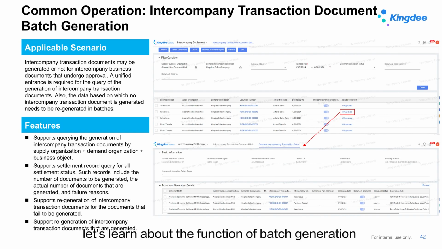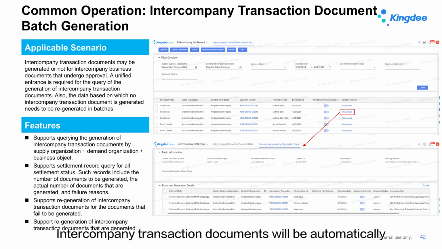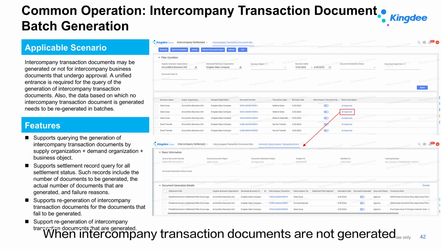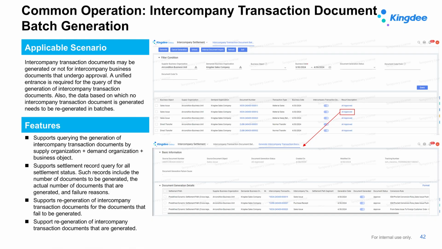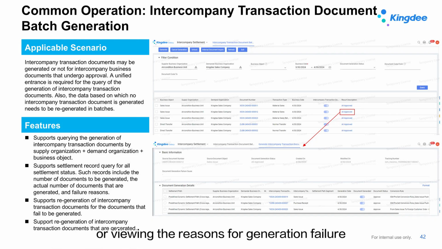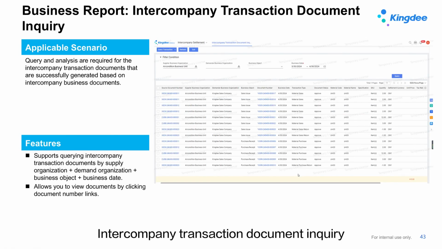Next, let's learn about the function of batch generation of intercompany transaction documents. Intercompany transaction documents will be automatically generated for intercompany business documents that undergo approval. When intercompany transaction documents are not generated due to reasons such as lack of basic data maintenance, this feature supports regeneration of intercompany transaction documents in batches after basic data maintenance, or viewing the reasons for generation failure of intercompany transaction documents. Intercompany transaction document inquiry is used for inquiry of automatically generated intercompany sales goods issue documents, purchase receipt documents, or multi-step transfer outs and transfer ins.